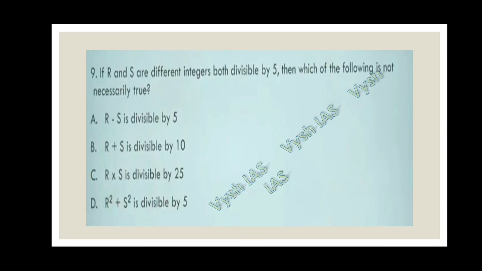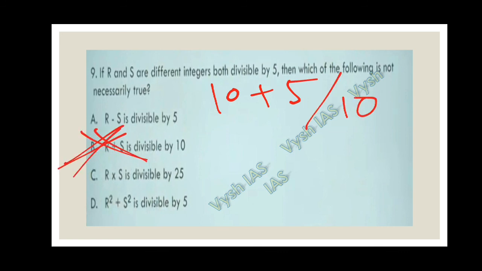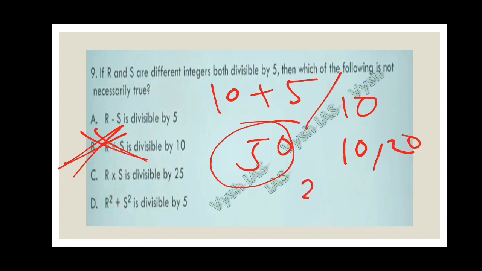R plus S is divisible by 10. If we take 10 plus 5, it is not divisible by 10. So option B is not necessarily true. So the answer can be option B. But let us check the other options too. R into S, that is 10 into 5, 50, is divisible by 5. And let us take other numbers, 10 and 20. So 10 into 20 is 200. It is also divisible by 25. So option C is also always correct.